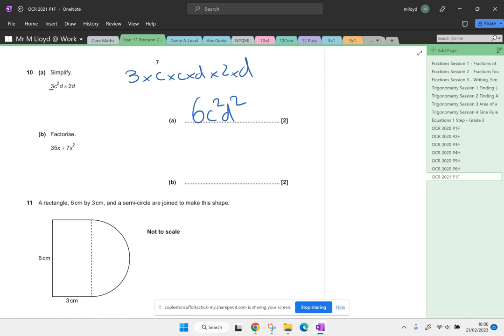Right, factorize. So again, I'm going to make this into something a bit different. 35 is 7 and 5. So 35x is 5 times 7 times x. 7x squared is 7 times x times x. So you can see that we've got a common 7 in both, and we've got a common x in both. That means that 7x comes outside of that bracket, and then what's left over will go in. So we have 5 plus x, and then we close that bracket.